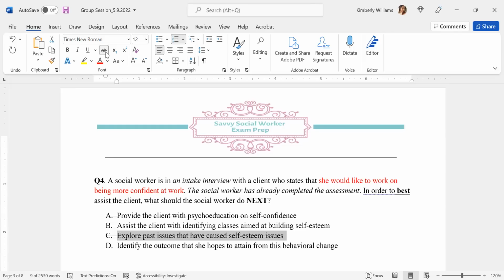I would say pause. Okay, so everybody's okay with D? Identify the outcome that she hopes to attain from this behavioral change. I think so. Okay. All right. So one thing I want to point out, I think that was Miss Yolanda. Explore past issues. We don't go back in the past.